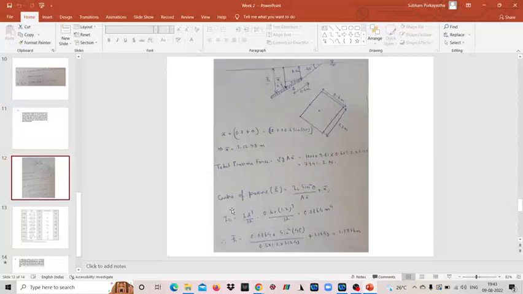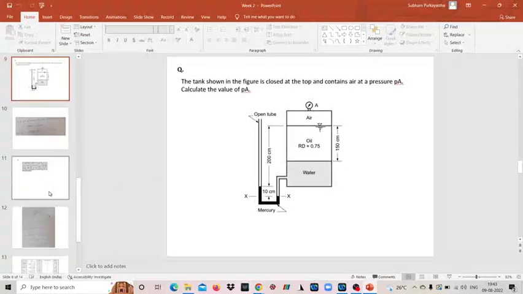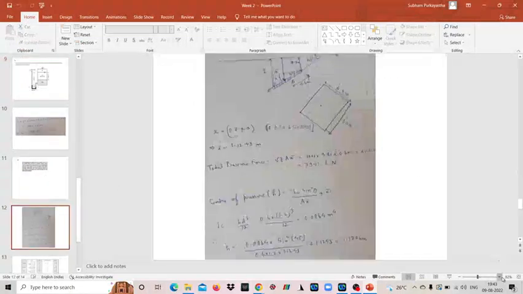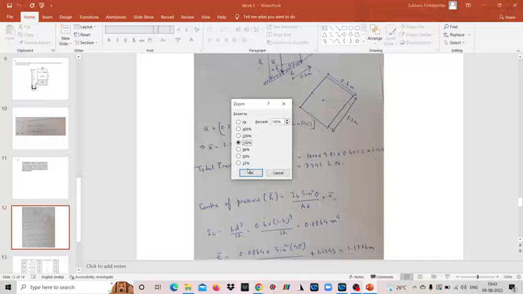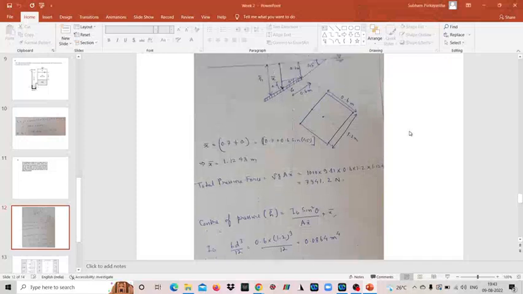So what is the location of the center of pressure? Say this particular G is a centroid and the center of pressure lies at a distance of x dash. So what will be the value of x dash? X dash will be 0.7 plus this much distance a. So what is a? This is 0.7 and this is a.